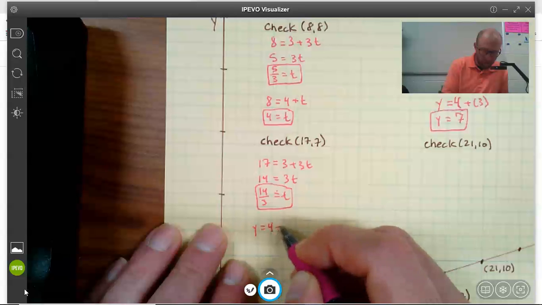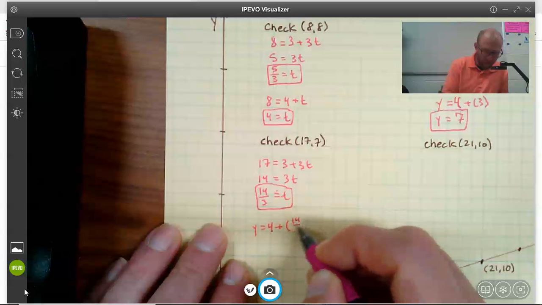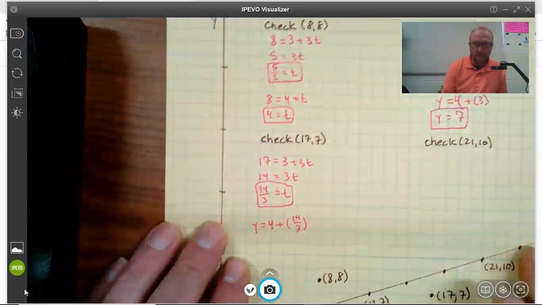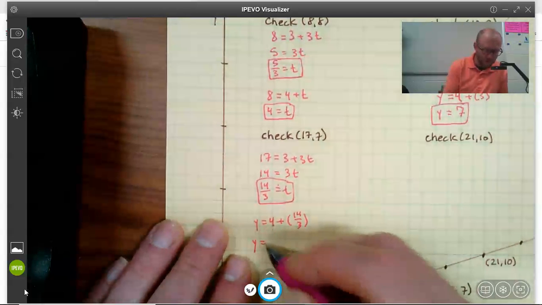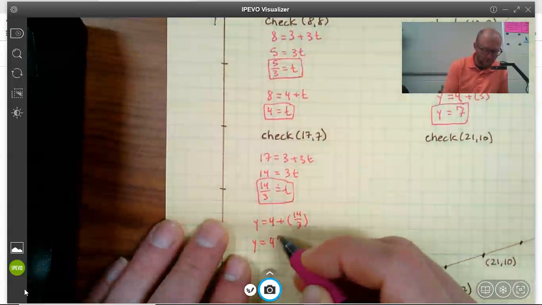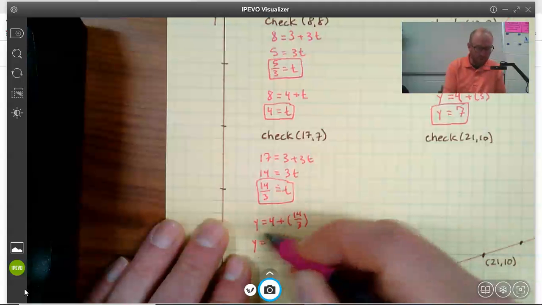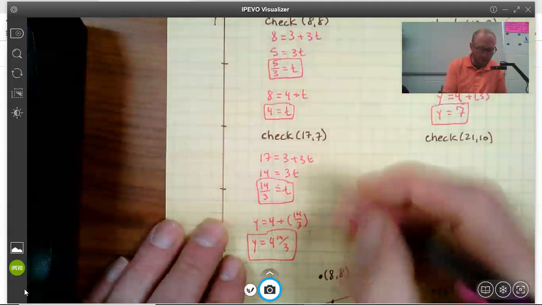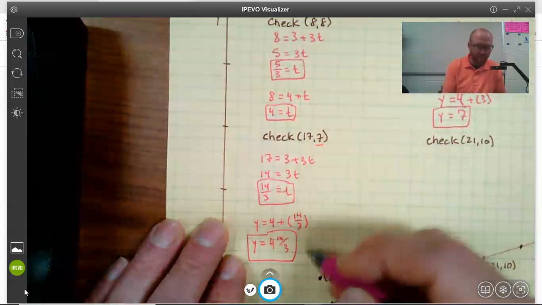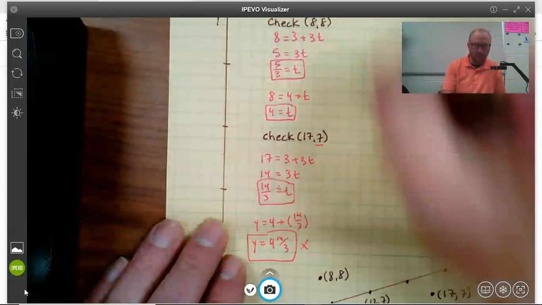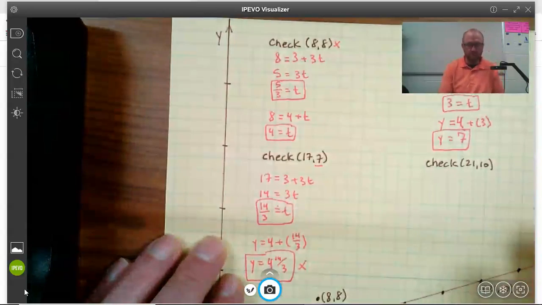y equals 4 plus 14/3. Well, that's just 4 and 14/3, which compared is not 7, so that one's a no. This one, by the way, up here was a no, too.